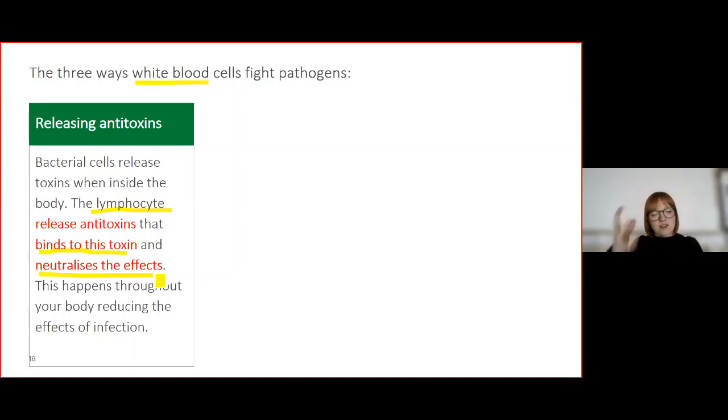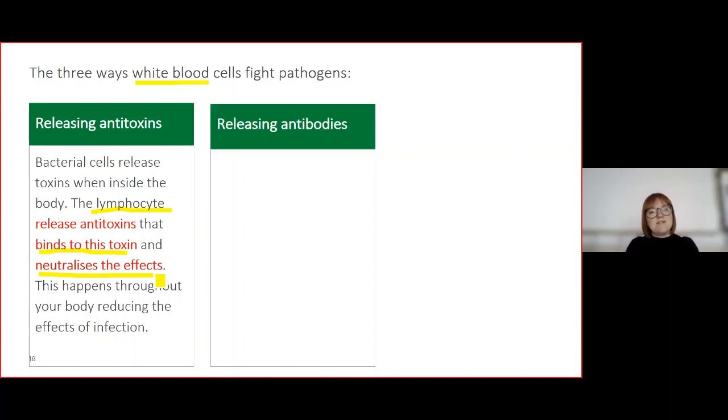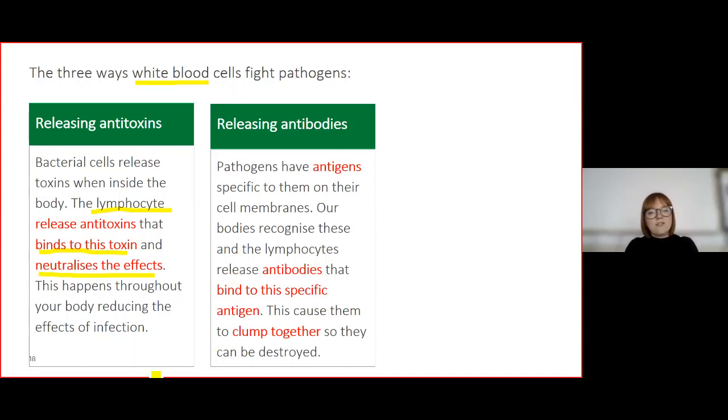What I've tried to do is summarize this in just the information that you'd put in a flashcard and learn off by heart. The second thing they do is release antibodies. Again, think to yourself, is that a lymphocyte or a phagocyte? These are also lymphocytes. Lymphocytes release antibodies, and they bind to antigens. Antigens are on the pathogen. Why do they do that? To make them clump together so that they can be engulfed easier.